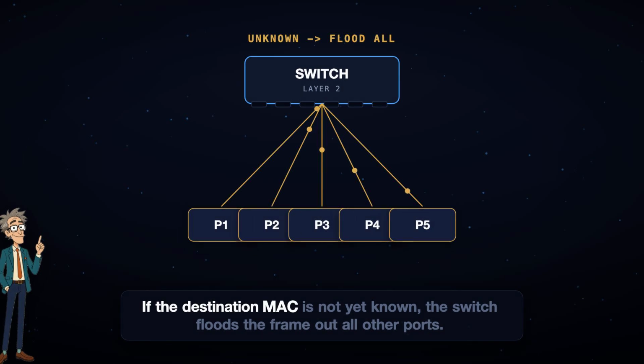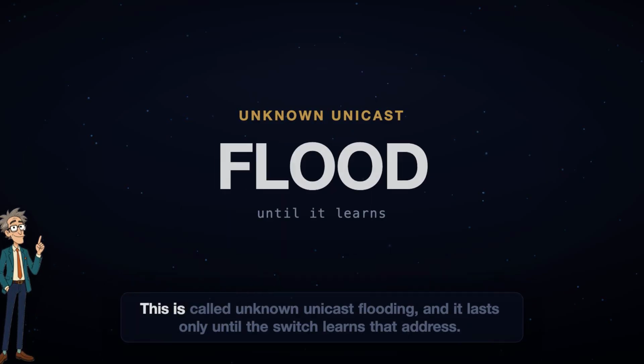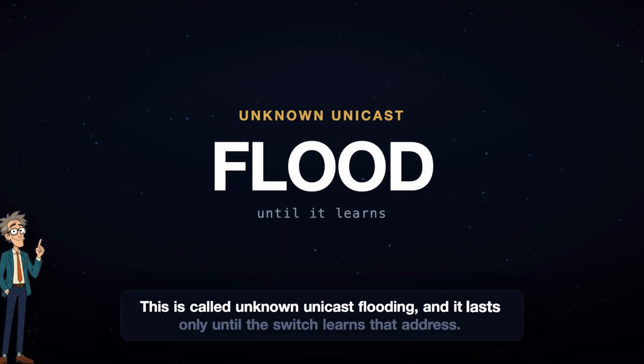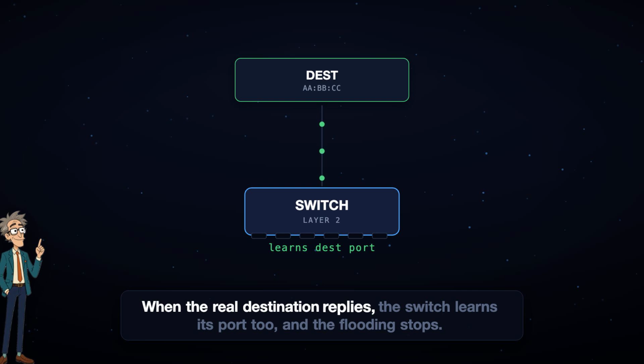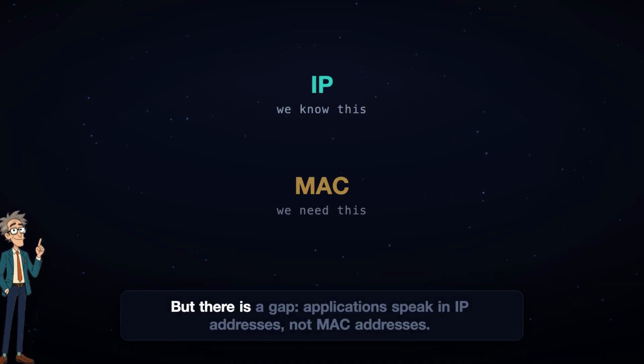If the destination MAC is not yet known, the switch floods the frame out all other ports. This is called unknown unicast flooding, and it lasts only until the switch learns that address. When the real destination replies, the switch learns its port too, and the flooding stops. But there is a gap.